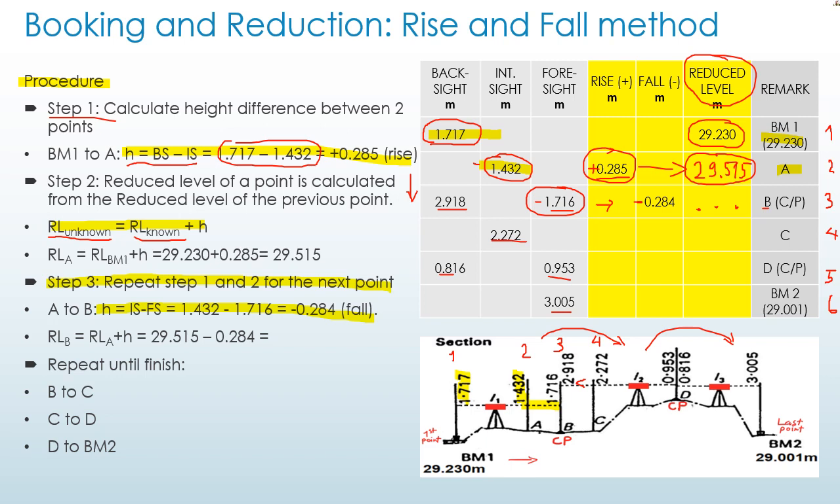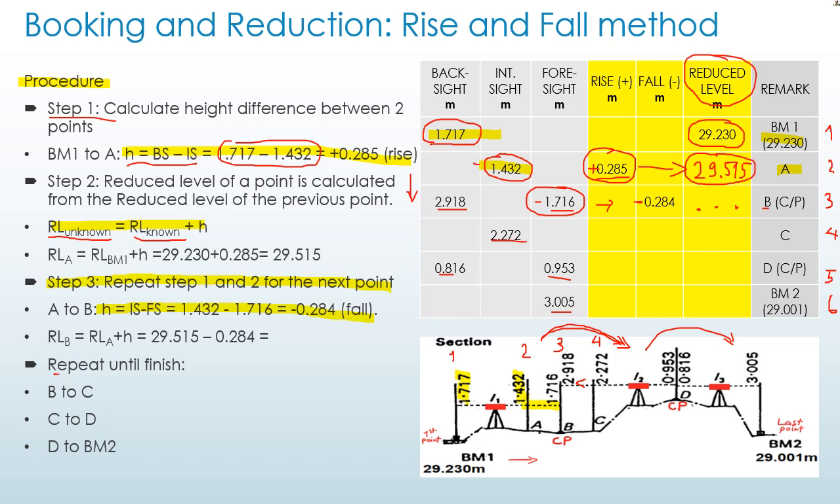And then we repeat this step for the next setup. Once you see another backside reading here, it means you move your level to the next setup and you take a new backside again for the new setup. So then we repeat the process from point 3 to point 4 in this case. It means from point B to point C.